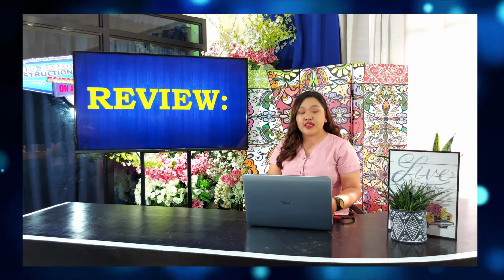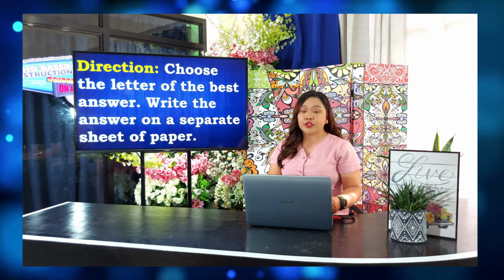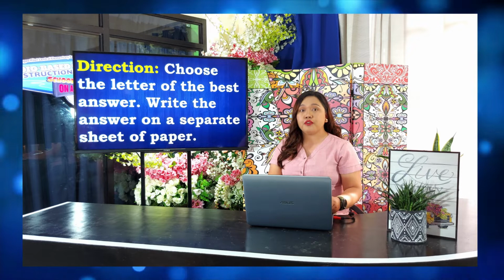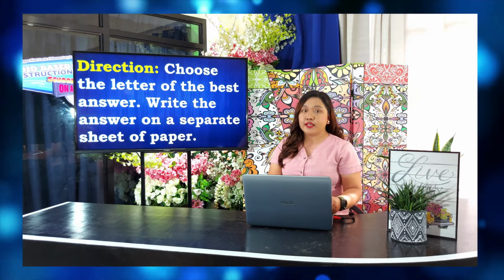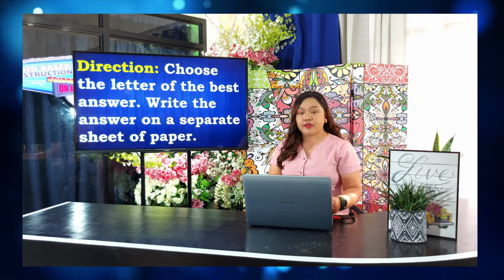Before we move forward to our new lesson, let us refresh our minds with our past lesson in the third quarter about evaluating narratives, the setting, the character, and plot as elements of a story. Direction. Choose the letter of the best answer. Write the answer on a separate sheet of paper.